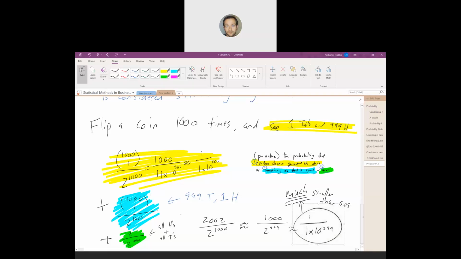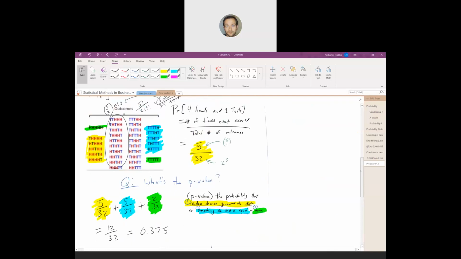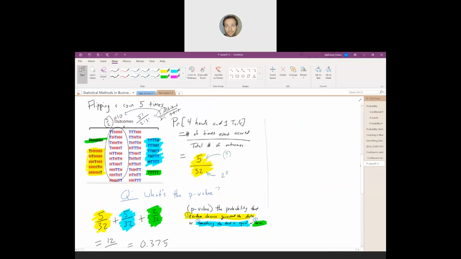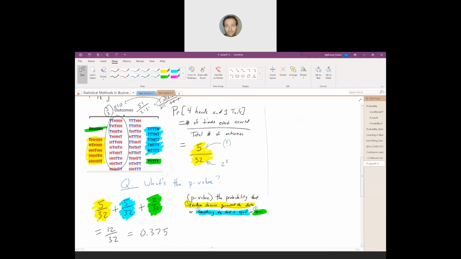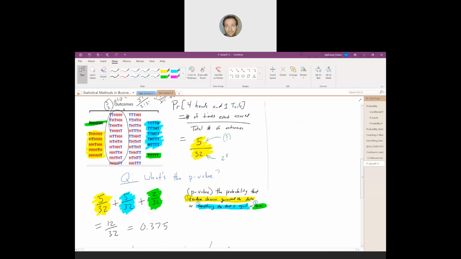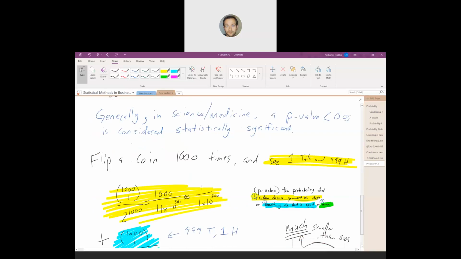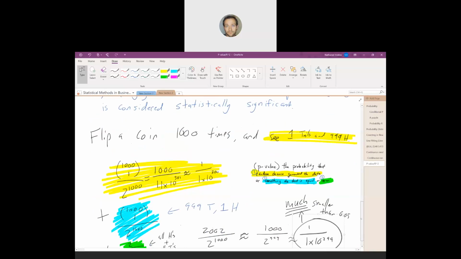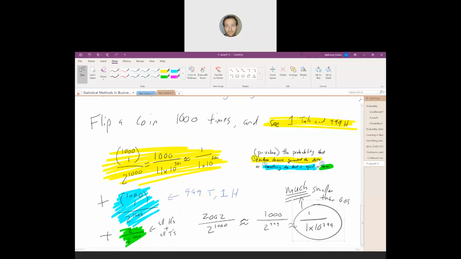So this is why we take a simpler example and work out things that feel comfortable: seeing 4 heads and only 1 tails on 5 flips. It's okay. I mean, it's not that surprising. Seeing 1 tails on 1,000 flips doesn't happen for all intents and purposes. So that is a statistically significant event.